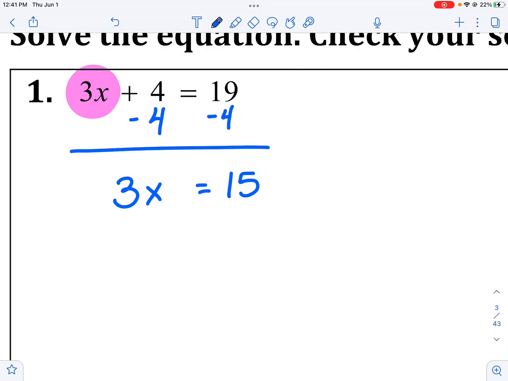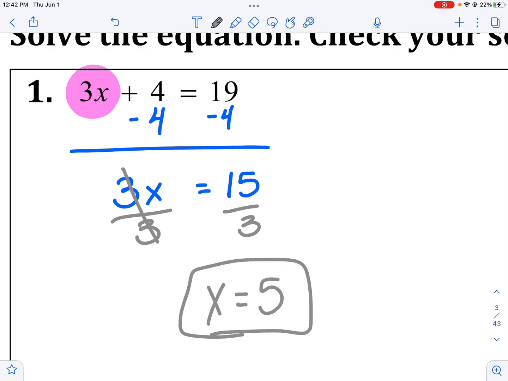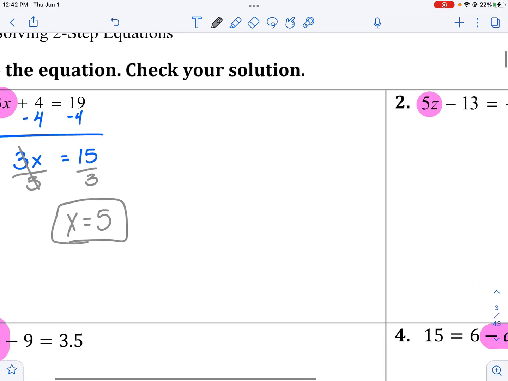And now it's one step. I see multiplication, so I'll do division. But the key here is that you need to isolate that 3x. You need to get that variable term by itself. So our first step is going to be any addition or subtraction, and then it would be multiplication and division.